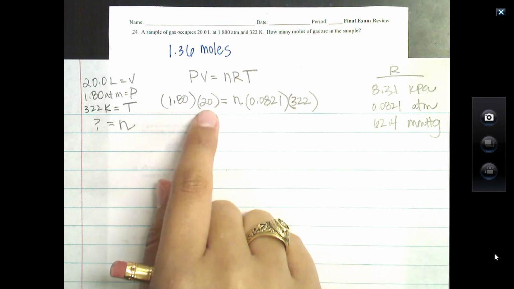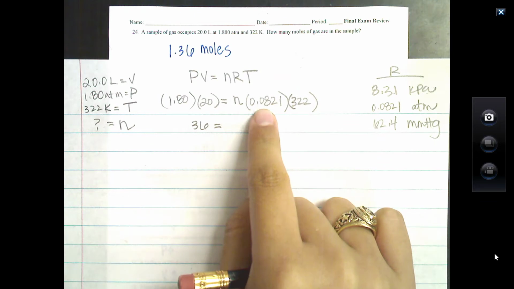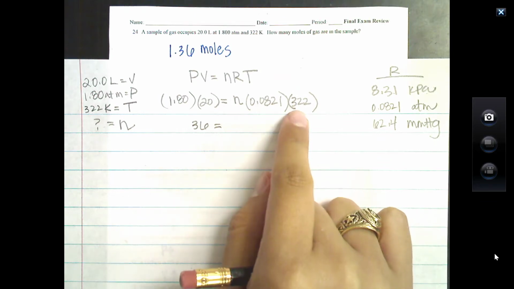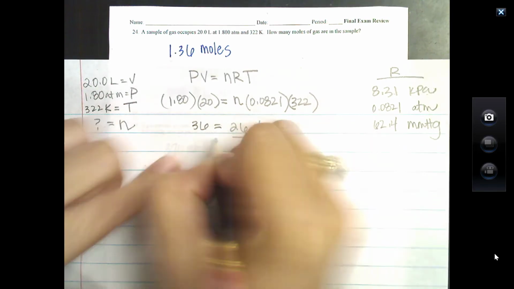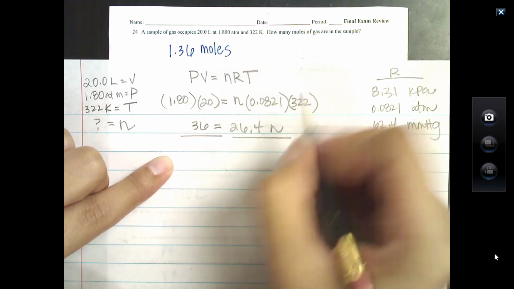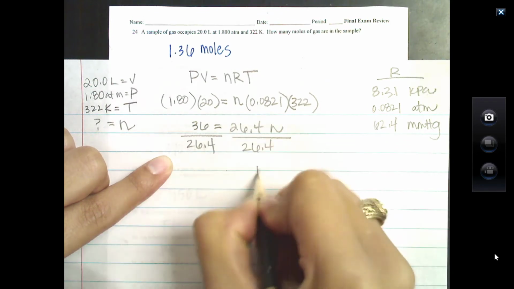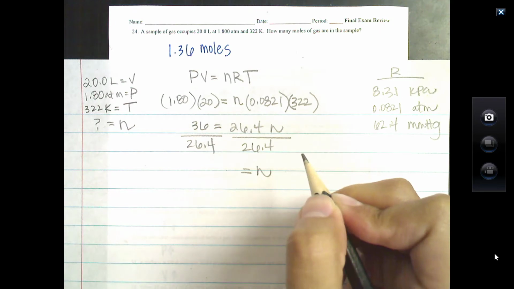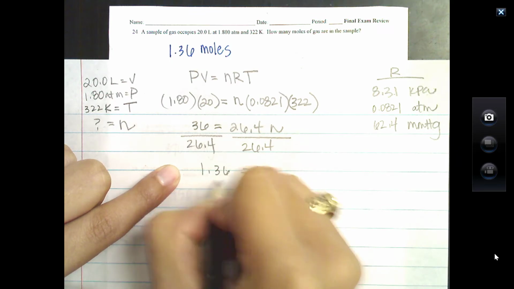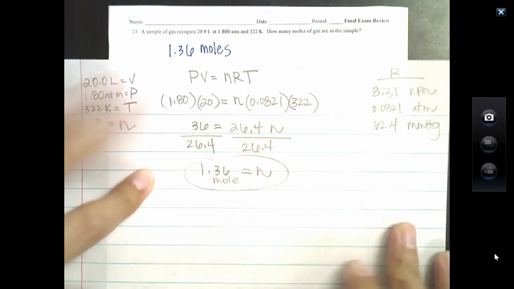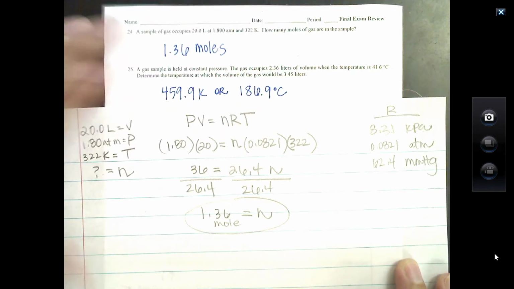1.8 times 20, so the left side equals 36. The right side, 0.0821 times 322 equals 26.4 n, and then we divide to solve for n. So the number of moles is equal to 1.36, just like you can see right there, the answer we got. Okay, number 25.